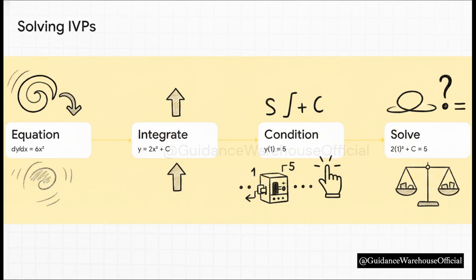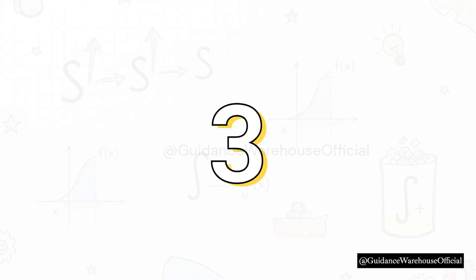We take those specific numbers and plug them directly into our general equation. So 2 times 1 cubed plus c must equal 5. Doing the simple algebra here, 2 times 1 is 2. Subtract 2 from 5, and we find that our constant c equals exactly 3. Now, we just replace the c in our general equation with this exact number. This gives us our final, specific solution, y equals 2x cubed plus 3. We successfully eliminated the unknown variable and found the precise exact path of our mathematical rocket.